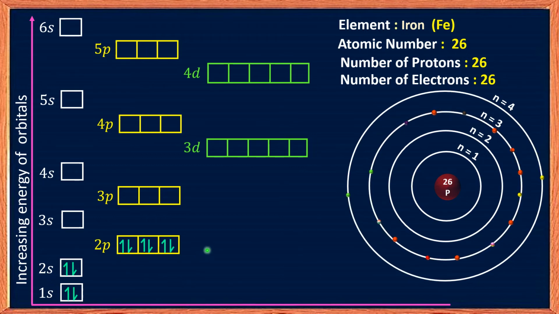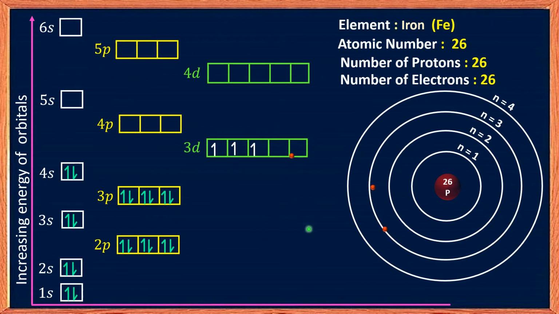2p orbital is complete, 2p subshell is completely filled, then electrons are entering into 3s. 3s is completely filled, then 3p is being filled now. Okay, so totally 20 electrons have been filled so far. Now 6 electrons are there and these 6 electrons are in third shell. So they enter into 3d orbital, 3d subshell.